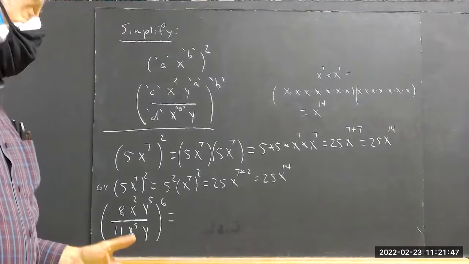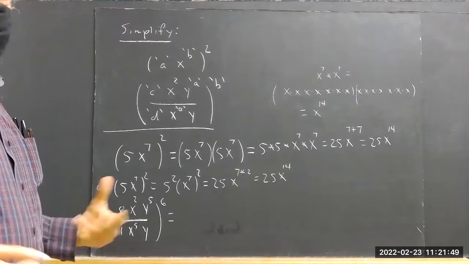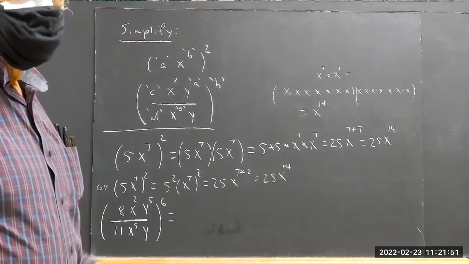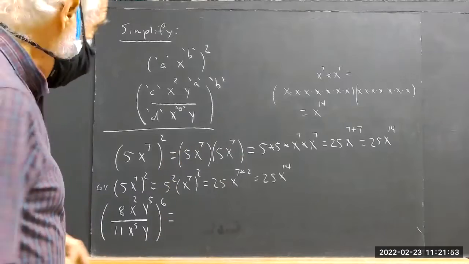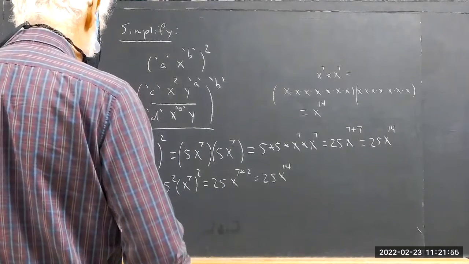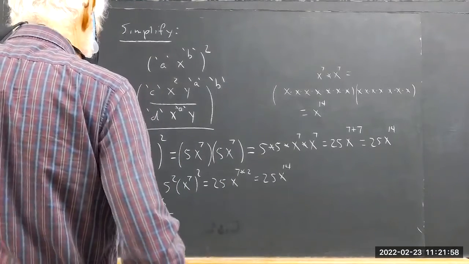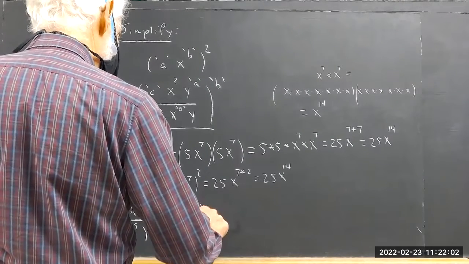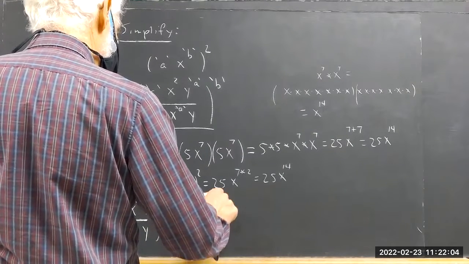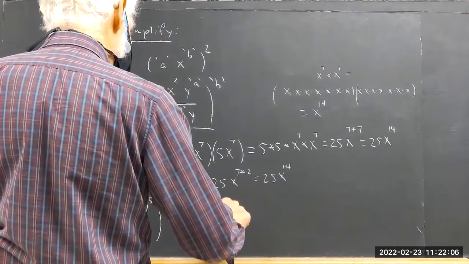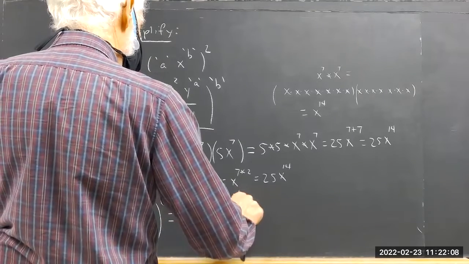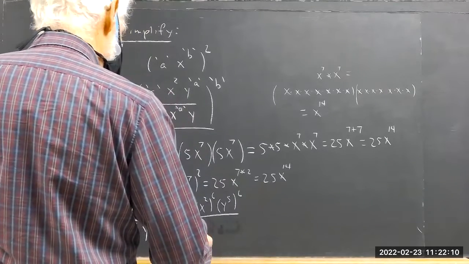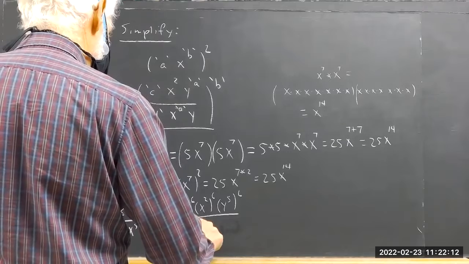Only a crazy person would always write these out. If you want to be that crazy, okay, but we're not crazy, to an extent. Anyhow, you get 8 to the 6, x squared to the 6, y to the 5th to the 6, divided by 11 to the 6.